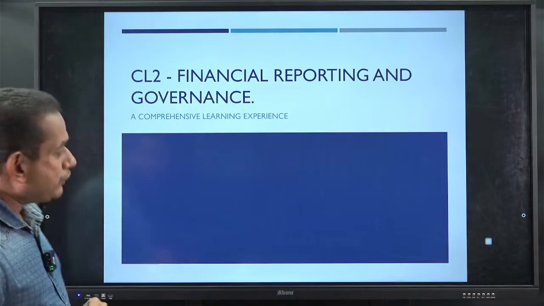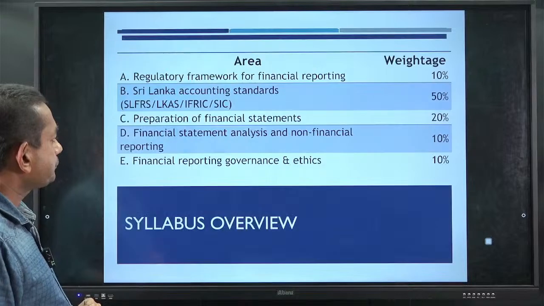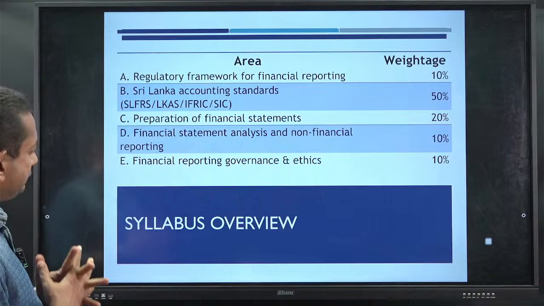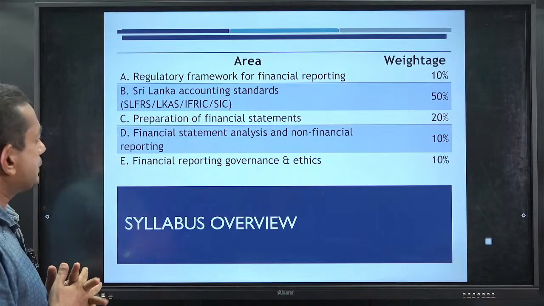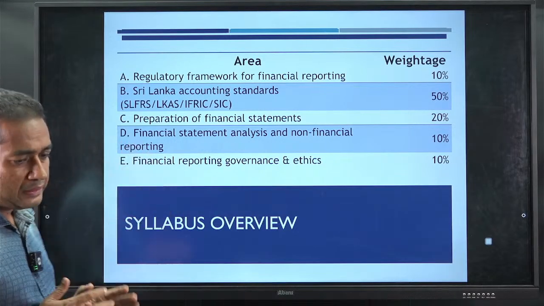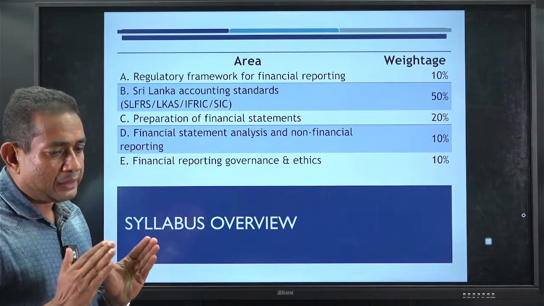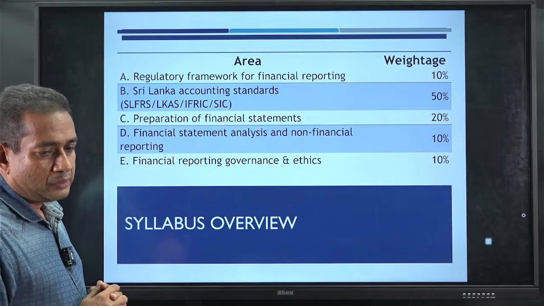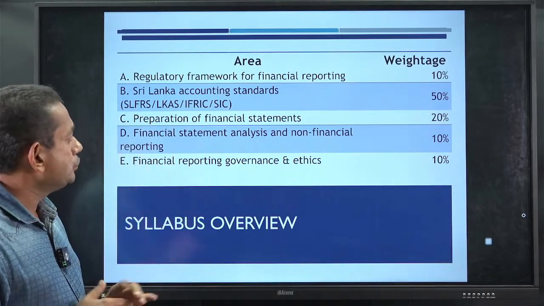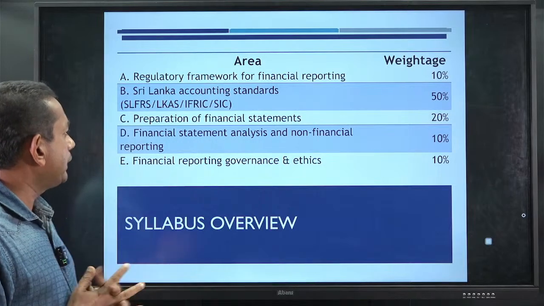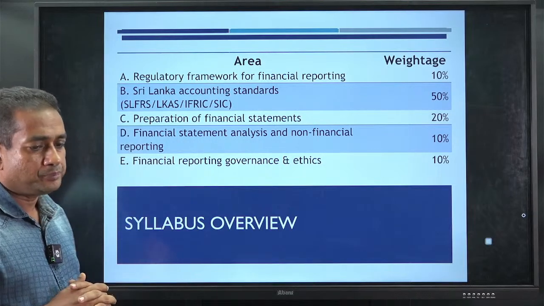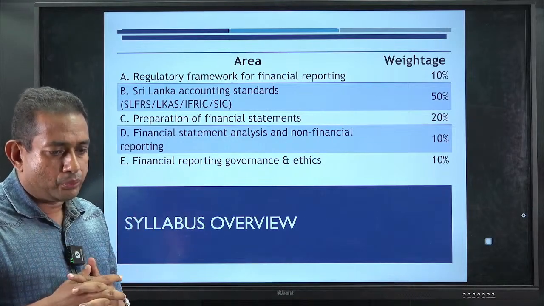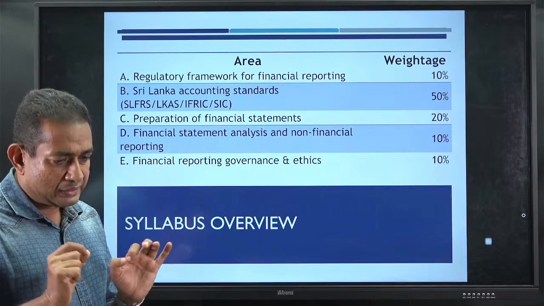Now let's have a quick look at the syllabus content. This is a rough guess, and this is not the detailed syllabus, this is the summarized and concise syllabus that we need to cover over a 6 month period. So we need to complete the regulatory framework for financial reporting. Under the regulatory framework for financial reporting, you will get different topics. I will just tell you what the topics are.